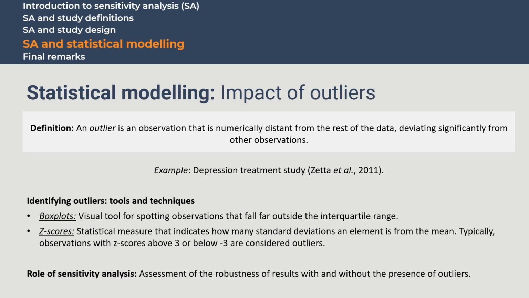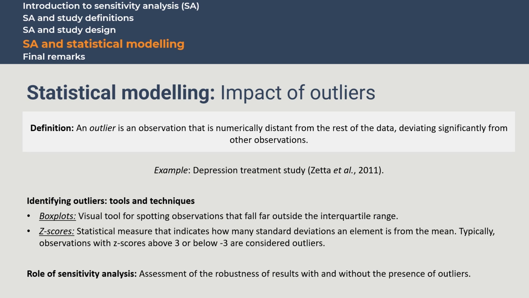A known example of the effects of outliers can be seen in the study of Sethi and colleagues in 2011 relating to a depression treatment study. The authors carried out a primary analysis following the intention to treat principle and found no significant differences in depression reduction between a nurse-led cognitive self-help intervention and standard care among 218 angina patients over 6 months. Sensitivity analysis that excluded patients with high baseline depression levels revealed a significant reduction in depression within the intervention group, suggesting that the initial findings were influenced by these outliers.